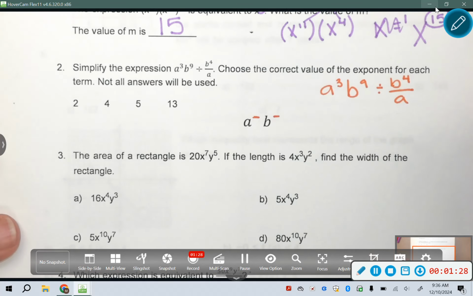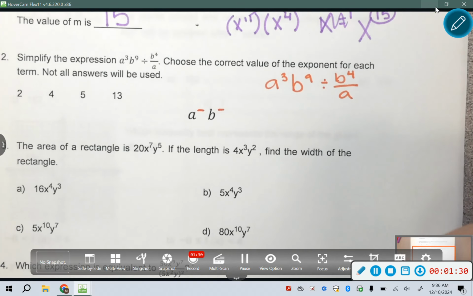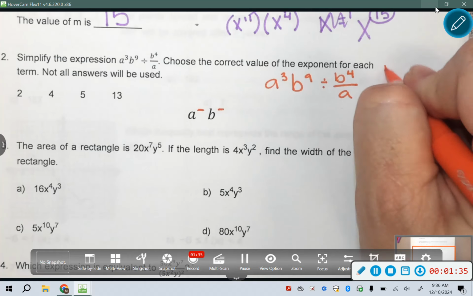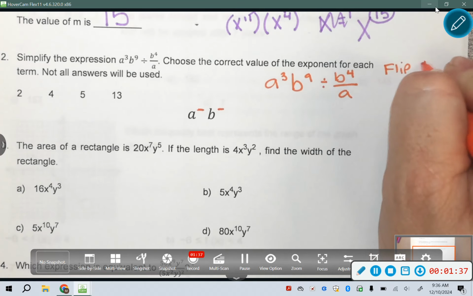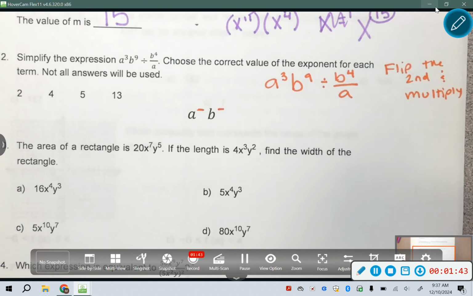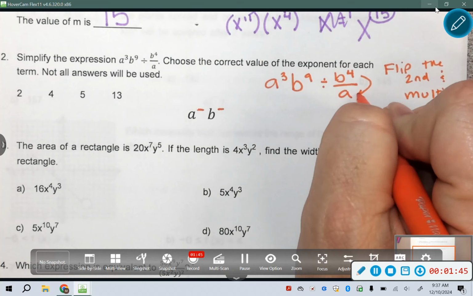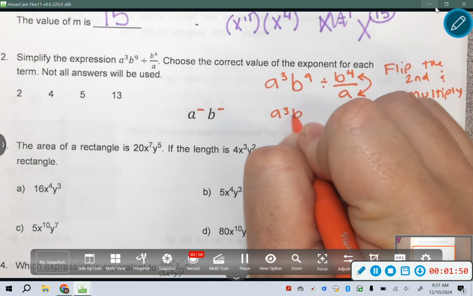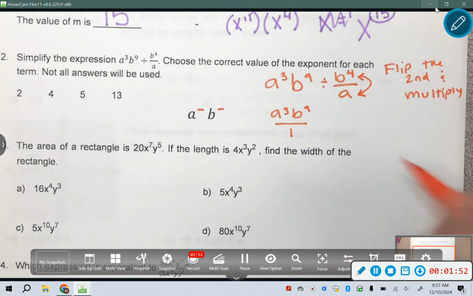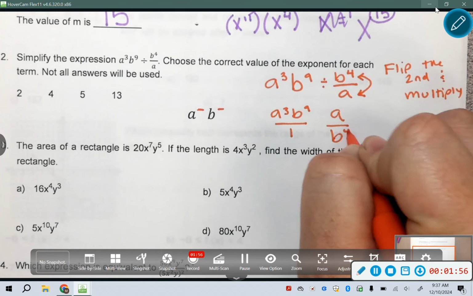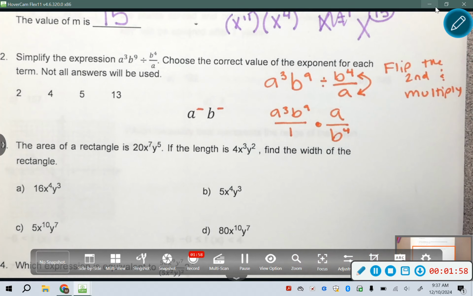So I don't know what your teachers told you, but I taught my kids the corny saying, dividing fractions is easy as pie. Flip the second and multiply. So we're going to rewrite it. So I need to flip whatever's after the division sign, the second. So I get a to the 3rd, b to the 9th, which I want you to realize is a fraction of over 1. Flip it, and I get a over b to the 4th, and I change it to multiplication.